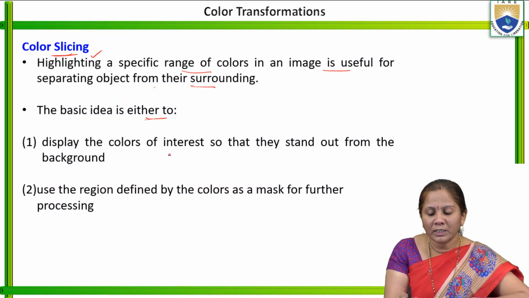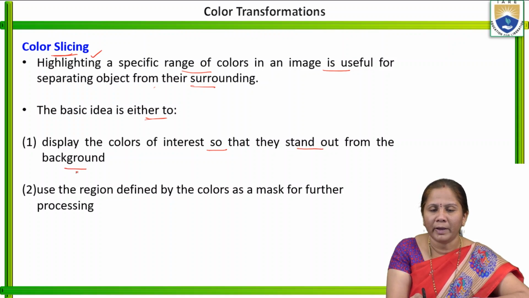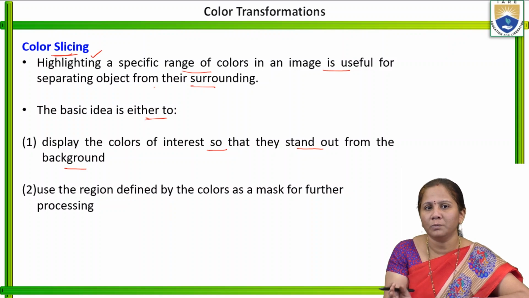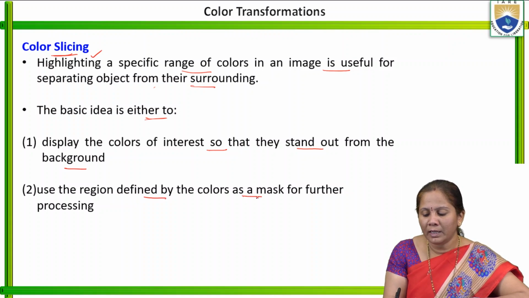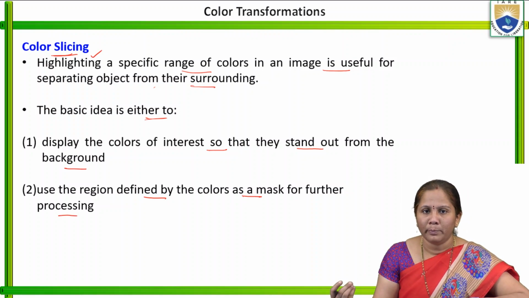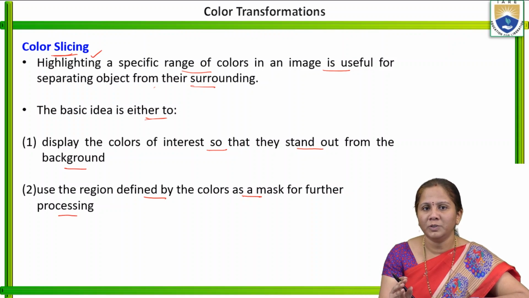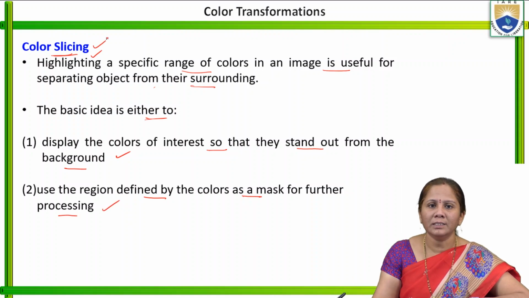One is, we can display the color of interest. That means we can highlight only a certain range of color so that they stand out from the background. So the background can be separated and the objects can be separated. This is one of the reasons for highlighting only some regions. And the other is to use the region defined by the colors as a mask for further processing. If we separate the actual object from the background, then any processing on the image will be easy. So these are the two main reasons why color slicing is preferred.